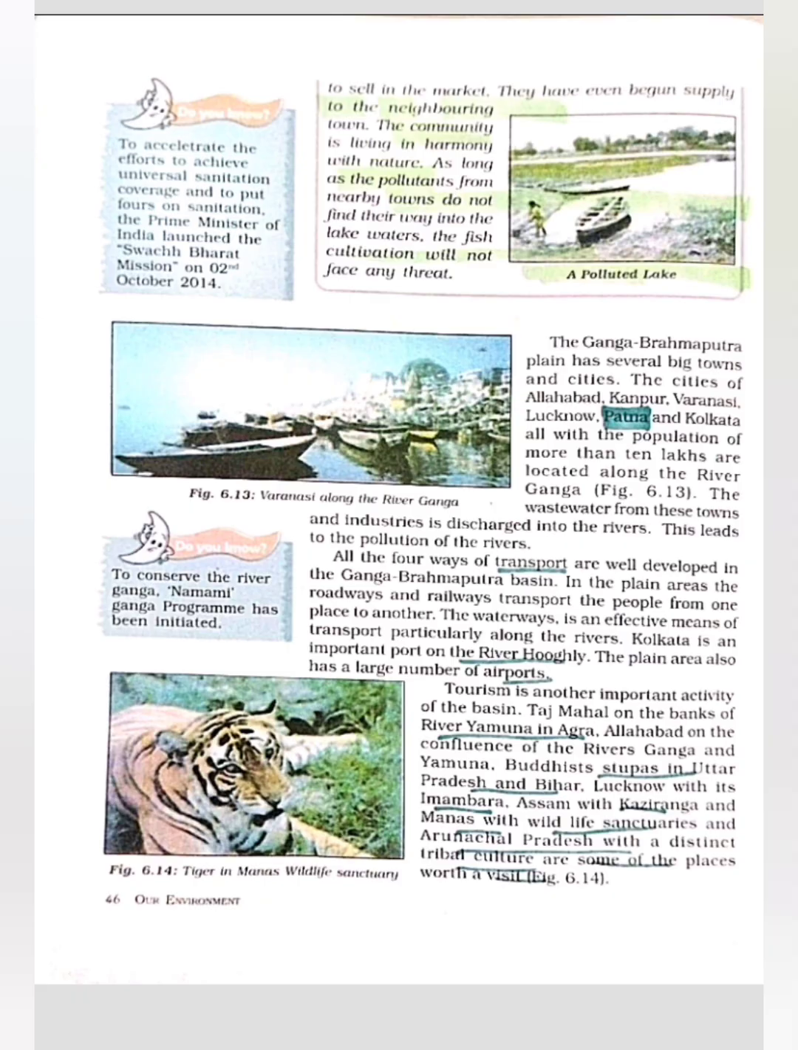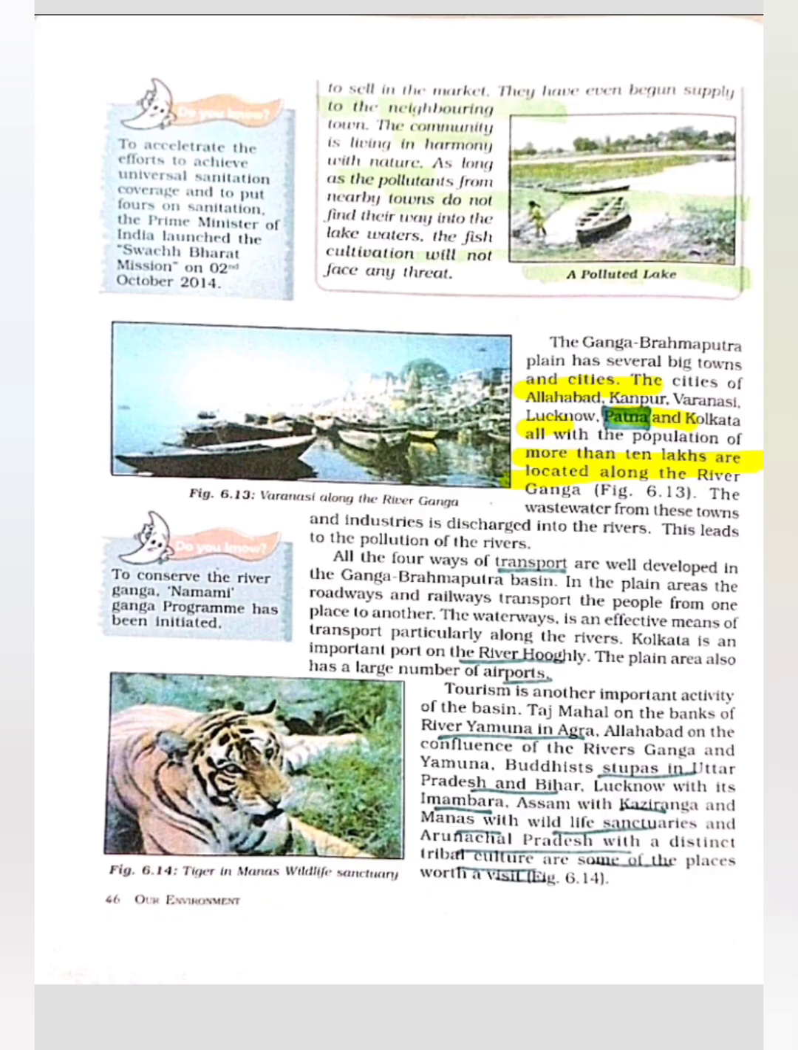The Ganga Brahmaputra plain has several big towns and cities. The cities of Allahabad, which is in UP, Kanpur, Varanasi, Lucknow, which is in UP, Patna, which is in Bihar, and Kolkata, West Bengal, with a population of more than 10 lakhs, are located along the river Ganga. Wastewater from these towns and the industry is discharged into the river. This leads to pollution in the river.